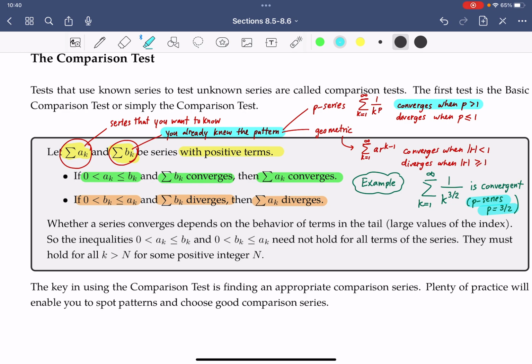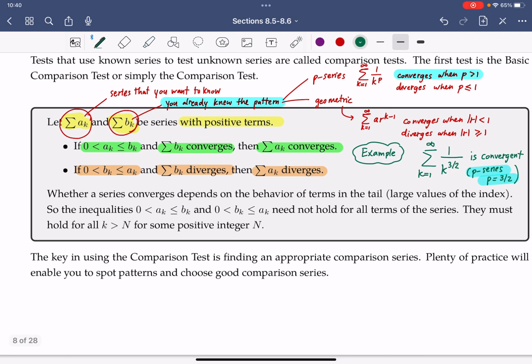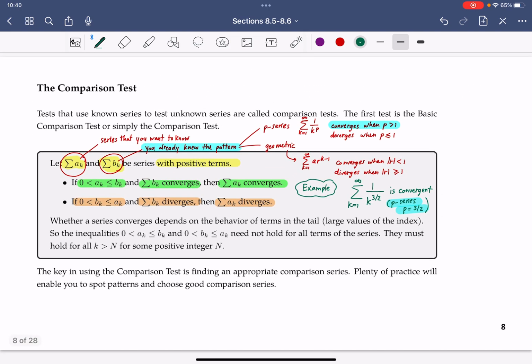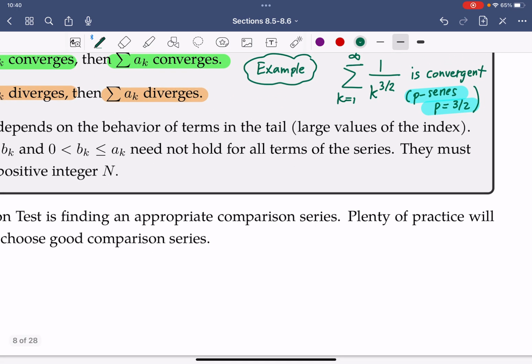Now you can compare this thing with something else. For example, if you have n cube and n cube plus 2, which one is bigger? For sure n cube plus 2 is the bigger one, right?